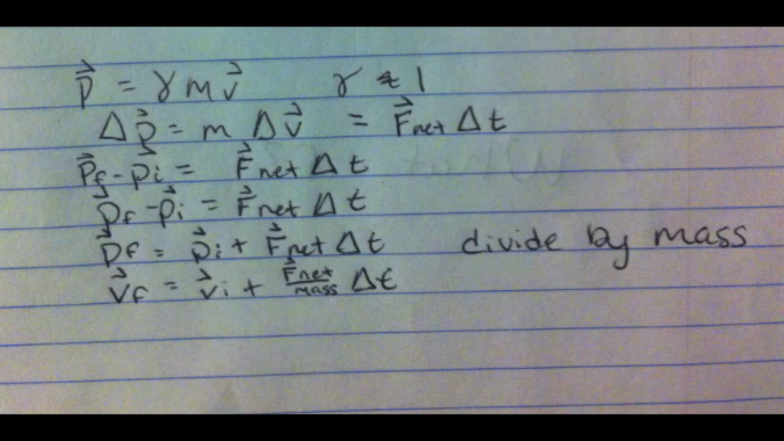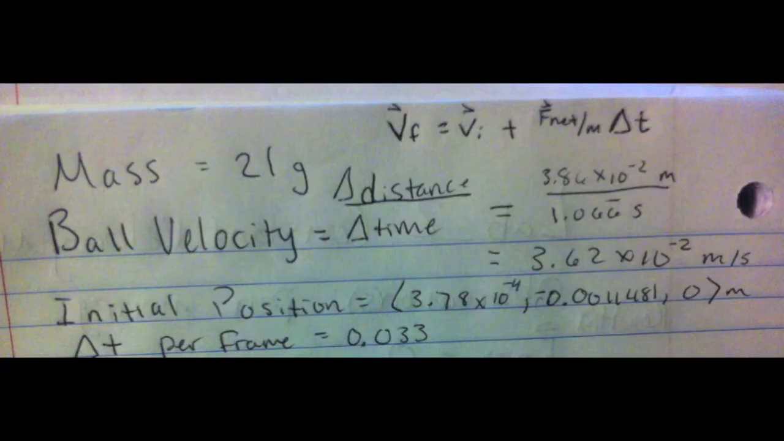So if we rewrite that as the final momentum minus the initial momentum equals the net forces times delta t. And then if we subtract the initial momentum from both sides, we get the final momentum equals initial momentum plus F net delta t. And since momentum equals mass times velocity, if we divide by the mass, then we just get the velocity. So final velocity equals initial velocity plus the net forces divided by the mass multiplied by the change in time.